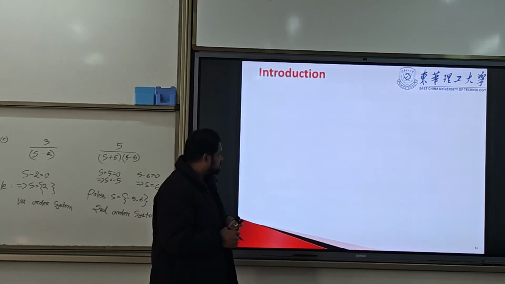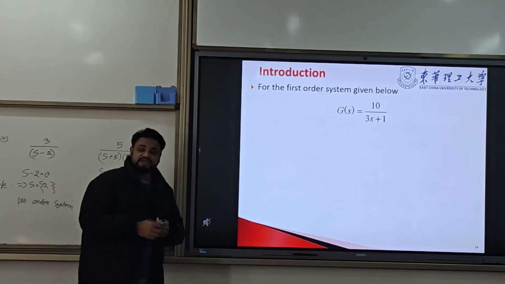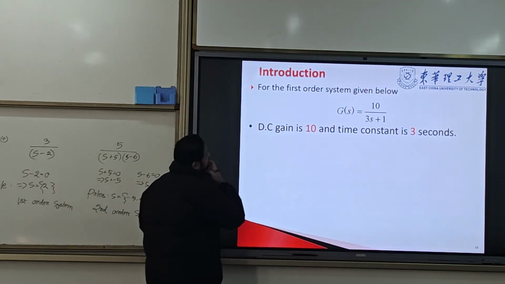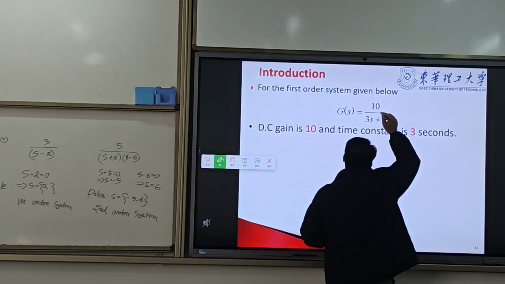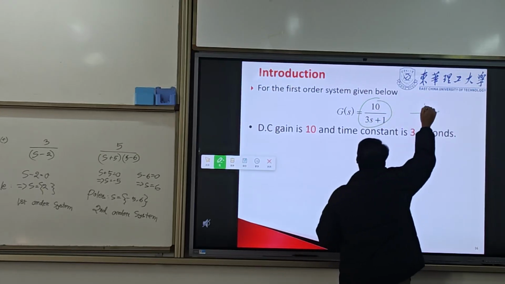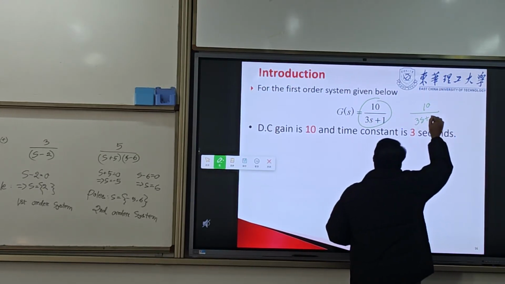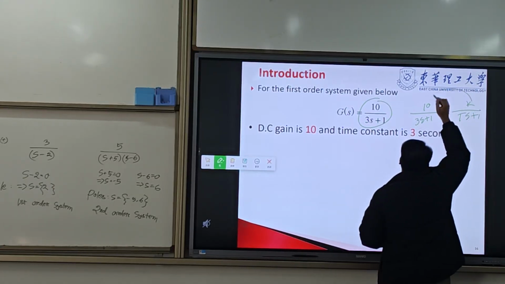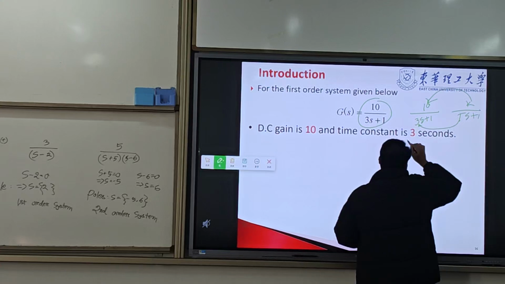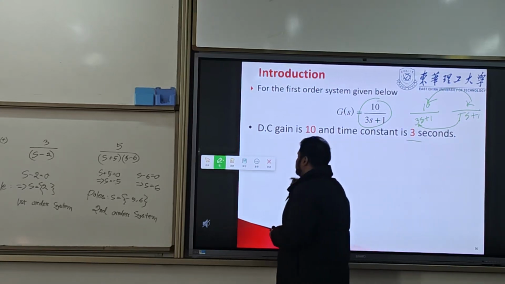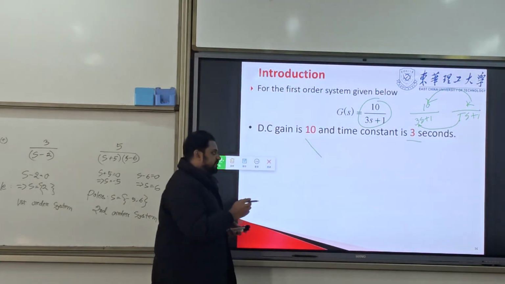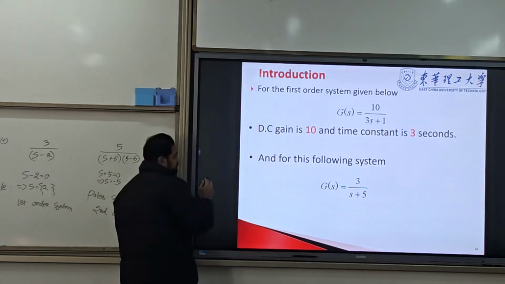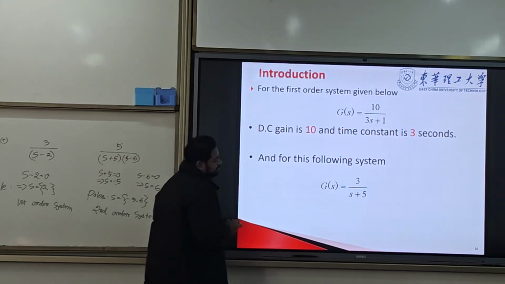And now we will analyze how to find out K and T. Suppose here we define this first order system as 10 by 3s plus 1, like K by Ts plus 1. So K is 10, T is 3, right? Very easy.